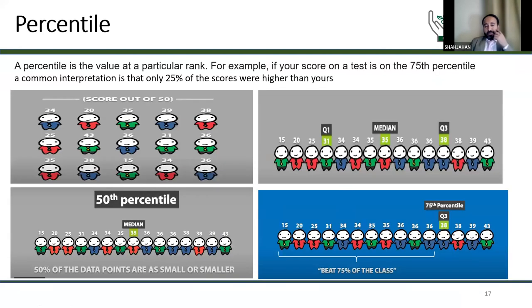I will give you the example of the percentile. You should know the difference between the percentile and the percentages because many questions are coming. They are using the terminology for the percentile. A percentile is the value at particular rank.